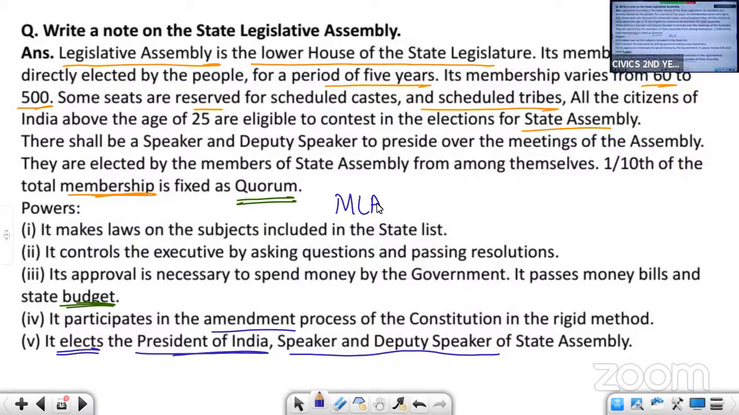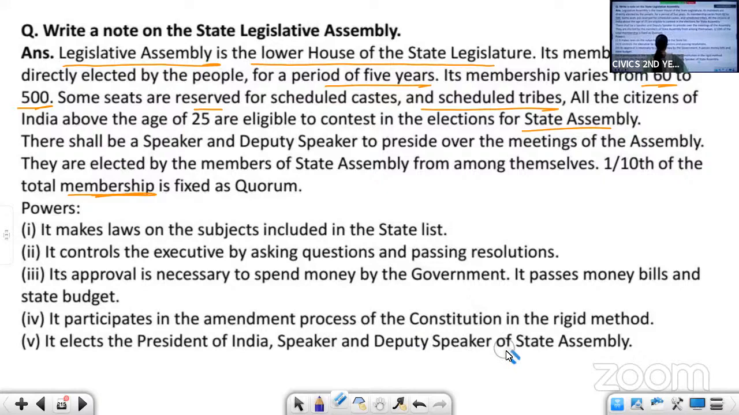The new term you have learned today is quorum. Remember, what is quorum? Quorum is the minimum number of members required to conduct a meeting. The quorum for the legislature, be it central or state legislature, is fixed as 1/10 of the total strength, that is, total membership. With this, we have completed state legislature. Let us move to the next.